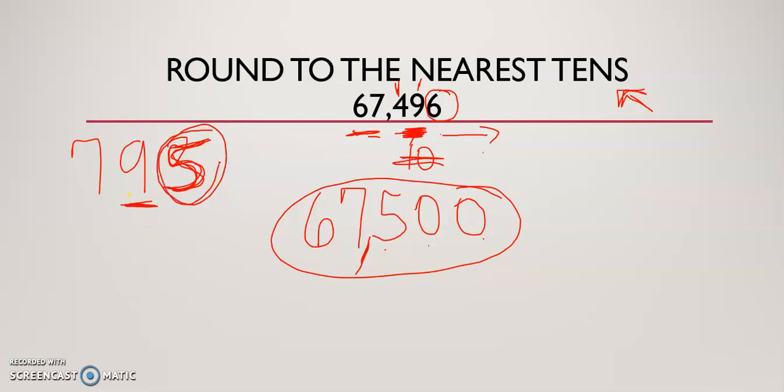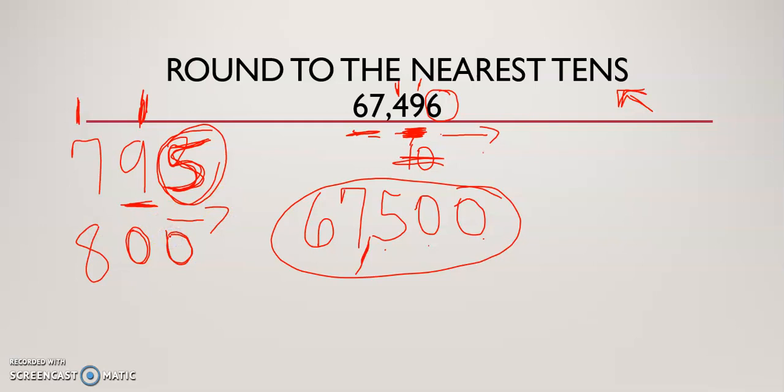I have a 5. 5 or more, my target raises the score. 4 or less, my target takes a rest. So I have a 5, so my target needs to raise the score by 1. I'm raising the score by 1. So 1 plus 9, we know is 10. So I write my 0, carry the 1 to the next place. So 1 plus 7 is 8. Everything behind the target changes to 0.